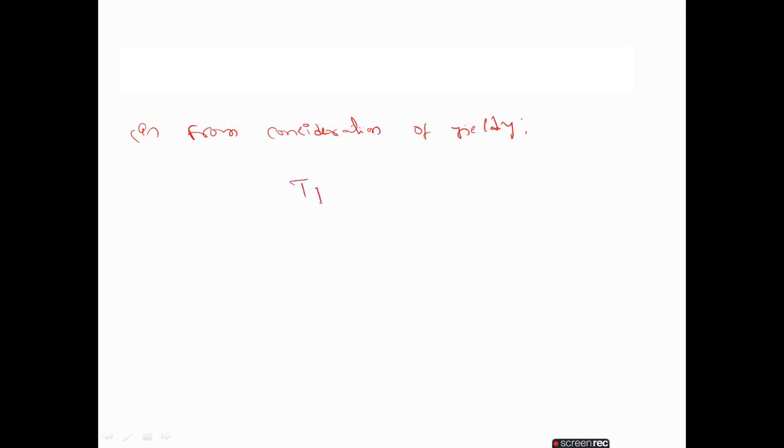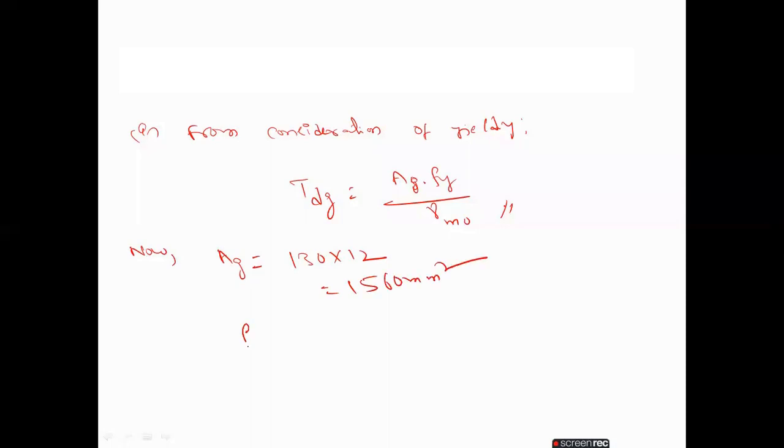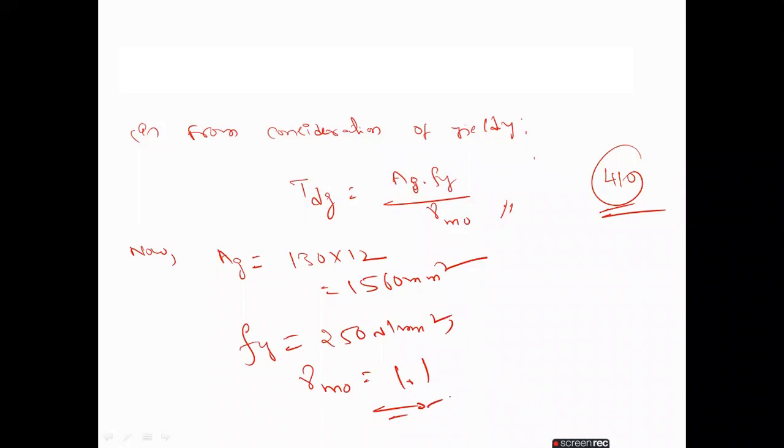The formula for yielding, which we discussed yesterday and which is also available in the IS 800 2007 code book, is Ag fy by gamma m0. Here Ag is the gross cross-sectional area, that is 130 by 12, so we get 1560 mm square. Then fy, we are taking Fe410 grade steel, so fy is 250 Newton per mm square. And gamma m0, the partial safety factor, we are taking as 1.1.